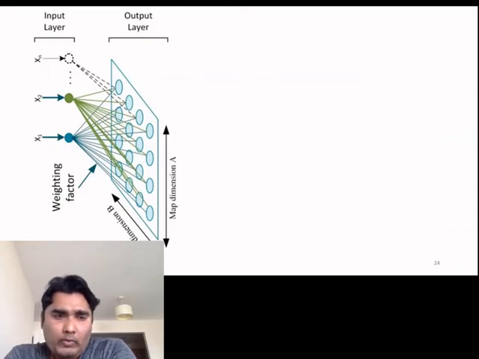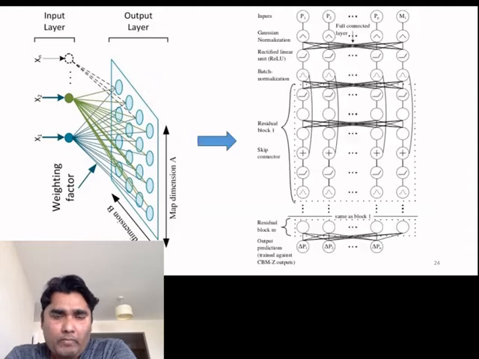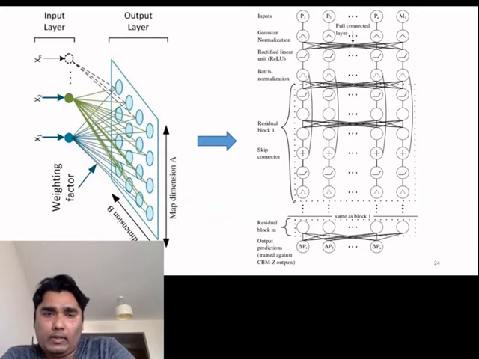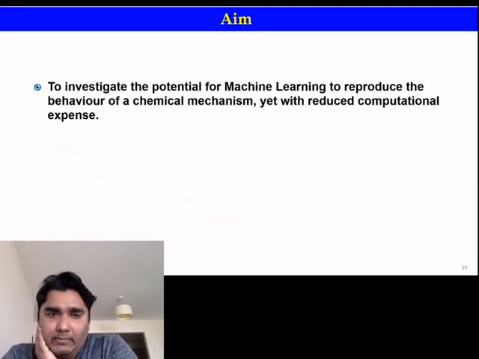We have applied a supervised machine learning method here. That's the model which we have used. It is a 17-layer model based on neural nets. So the idea was to replicate a chemical mechanism through machine learning and reduce the computational time expense.